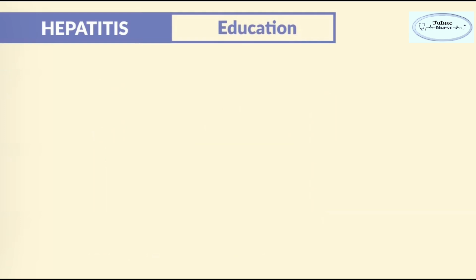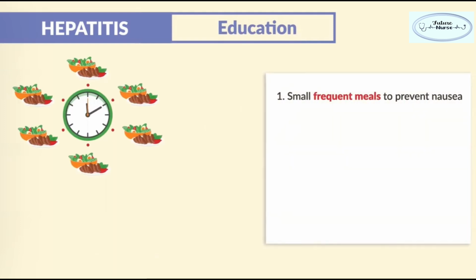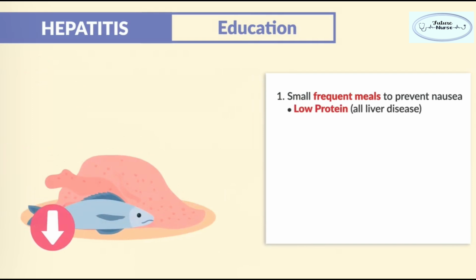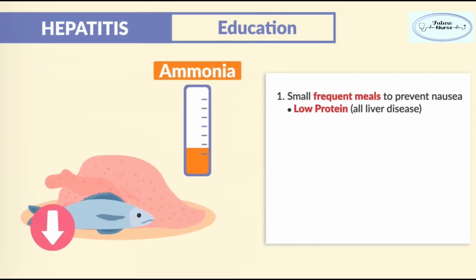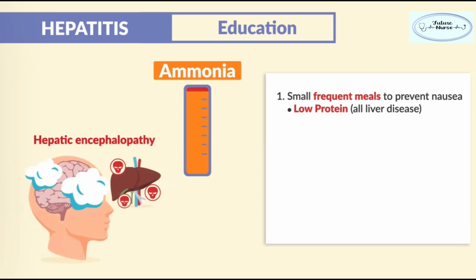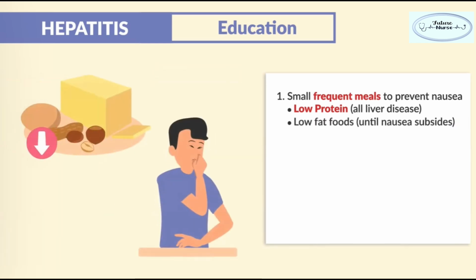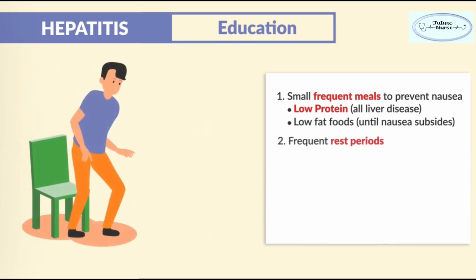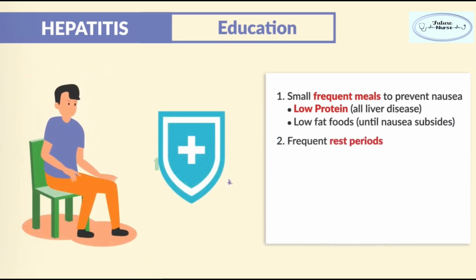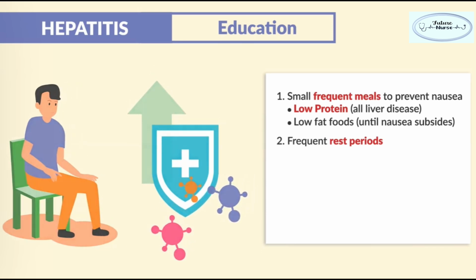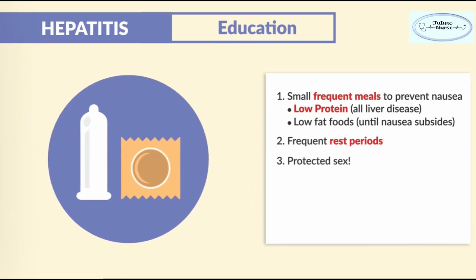Now in terms of education, we do small, frequent meals to prevent nausea. This includes low protein to all liver disease patients to decrease that ammonia level in the blood, which can lead to hepatic encephalopathy, that cloudy brain, which we cover in detail in the cirrhosis lectures. And we also teach low-fat foods until the nausea subsides. Number 2 is frequent rest periods to boost the immune system when fighting the virus, if it was caused by a virus. Now, option 3 is protected sex.